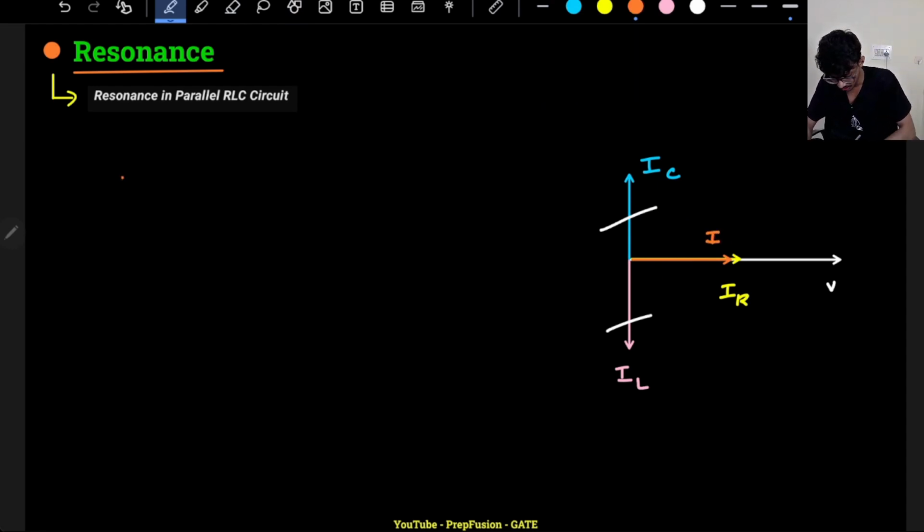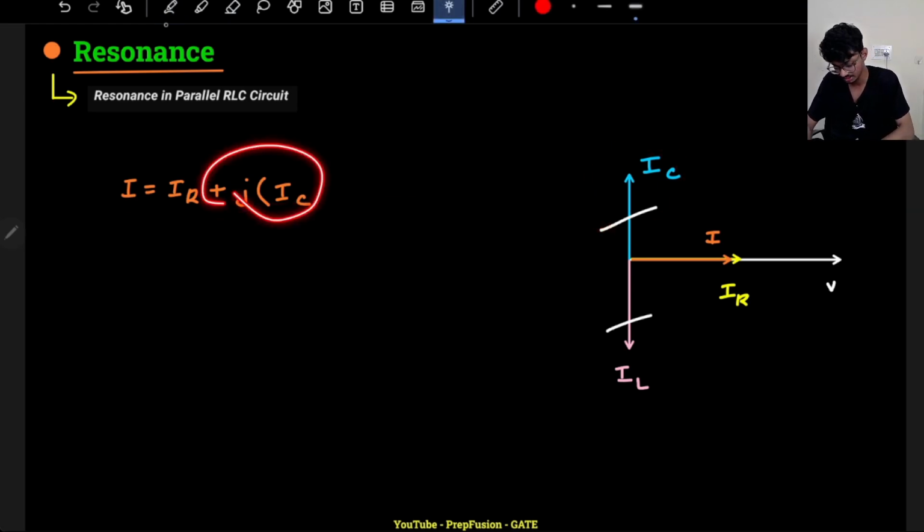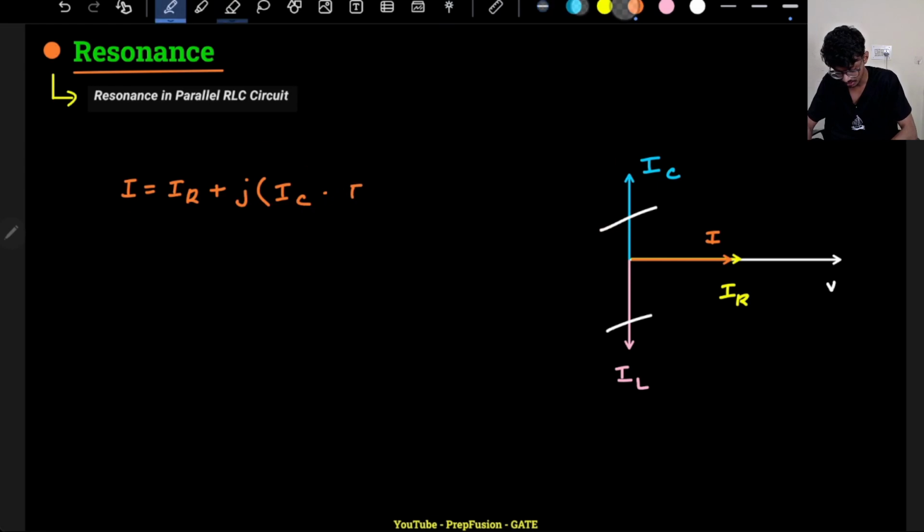So this was the phasor representation diagrammatically. I can write I equals IR plus J IC, because the capacitor current will lead the reference voltage, that's why it is with plus J, and minus J IL because the inductor current will lag the reference voltage.